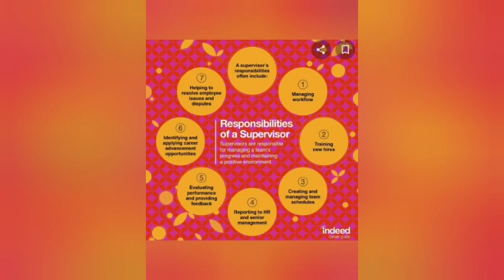So here are the roles of a supervisor. Supervisors are responsible for managing a team's progress and maintaining a positive environment. First, he has to manage the workflow. Second, he has to train the new hires. And third is to create and manage team schedules. Fourth is to report to HR and senior management. Fifth is to evaluate the performance and give proper feedback. After that, identify and apply career advancement opportunities, and then he has to help in resolving employee issues and disputes.